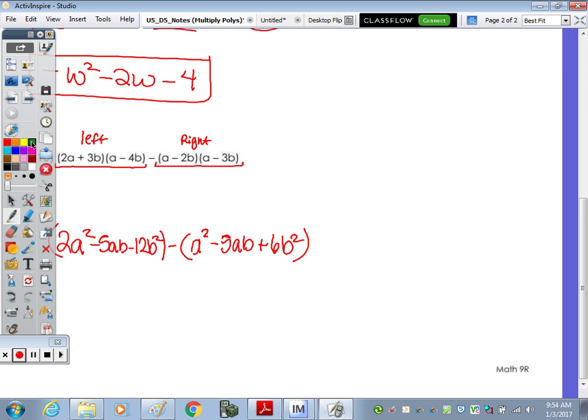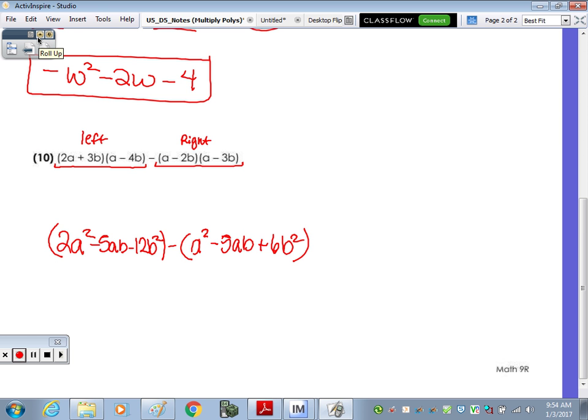Just to quickly go through if you missed something, the only thing you really need to be careful of, so you've got the 2a times a, 2a squared on both sides. A times a is a squared. It's easy to do the first and last. 3b times negative 4b is negative 12b squared, and then negative 2b times negative 3b is positive 6b squared. This middle term is your little smile, big smile of two binomials. So the little smile right here, 3b times a would be 3ab. The big smile would be negative 8ab.